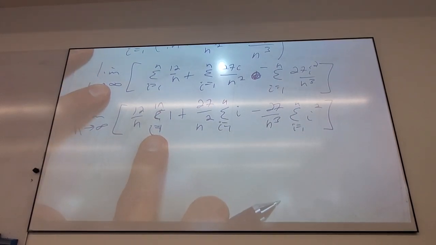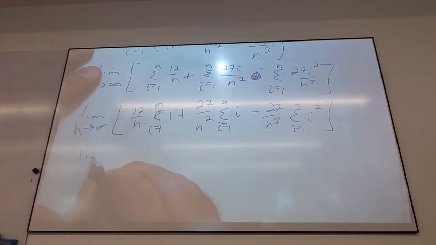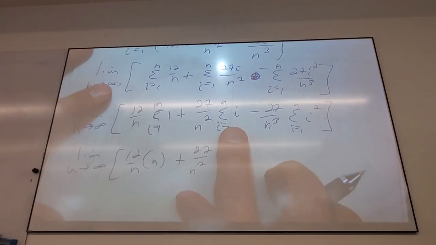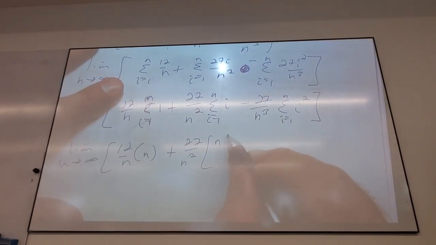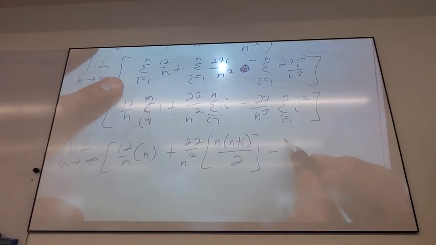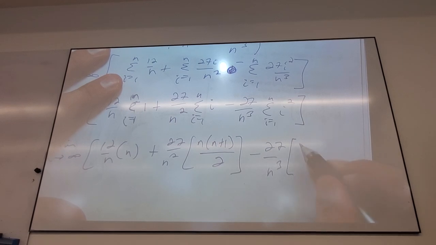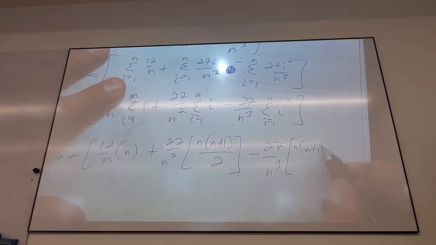Now, what is the sum from 1 to n of 1? If I add 1 up n times, what do I get? n. That's insane, but true. And what do I replace the sum of i with? I'm not going to make you memorize that, I'll give it to you. n times n plus 1 over 2. Minus, and what do I replace the sum of i squared with? Something even weirder. I don't know if I can remember it. I'm going to look at it. There it is: n times n plus 1 times 2n plus 1 over 6.